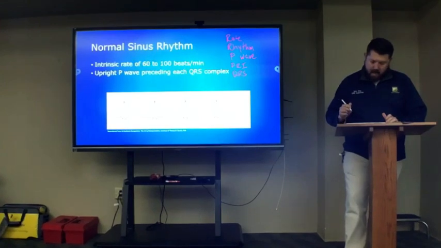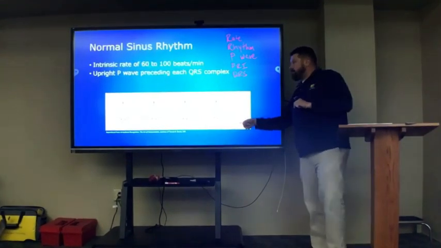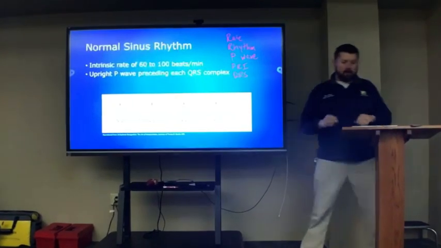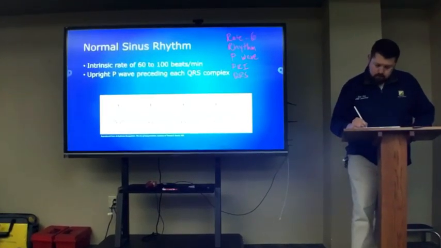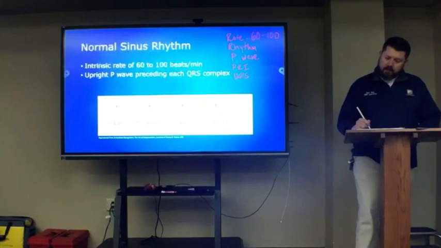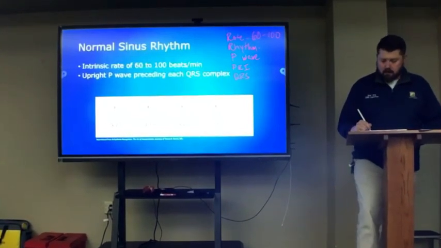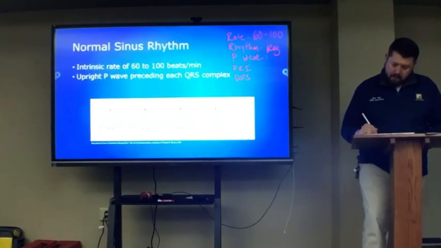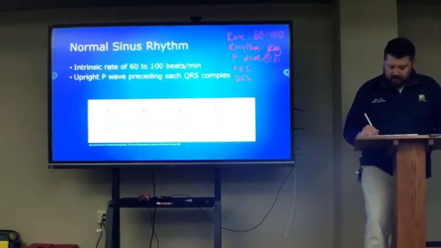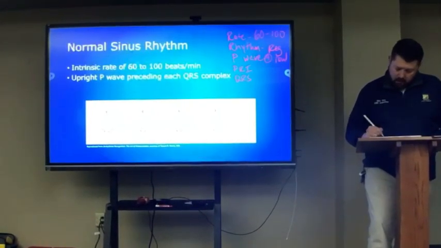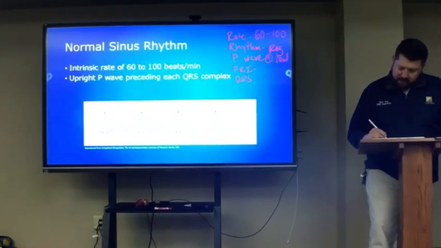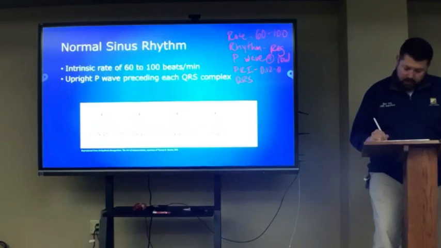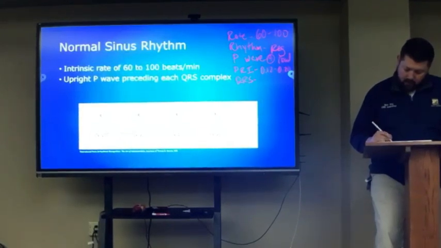All right. So normal sinus rhythm, how would you describe its rate? 67. How would you describe its rhythm? How would you describe the P wave? Positive, rounded, etc. How would you describe its PRI? 0.12 to 0.20. And is the QRS?